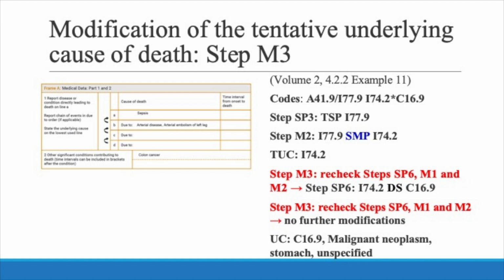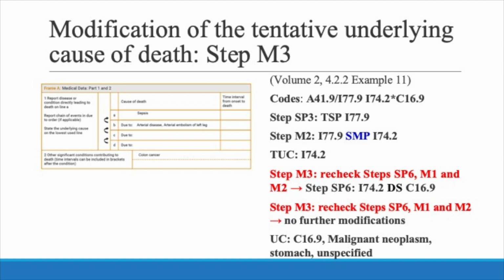Now, step M3 is to recheck steps SP6, M1, and M2 for the new tentative underlying cause I74.2. The reason we're doing that is because the new tentative underlying cause is not the same as the tentative starting point, or the first tentative underlying cause selected by step SP3. When we recheck steps SP6, M1, and M2, we find that I74.2, our new tentative underlying cause, has an obvious consequence relationship with C16.9 from part 2. So by an application of step SP6, we select a new tentative underlying cause of C16.9.